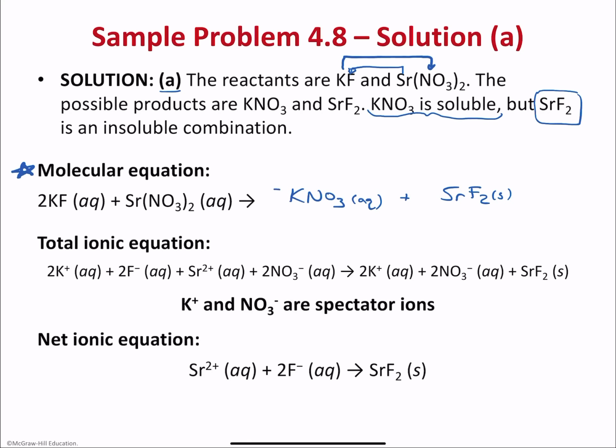So I'm just going to balance out my equation. The next thing I do is I write out all the ions. And if anything has (aq) after it, I'm going to break it apart into its ions. So you can see here, the potassium fluoride is broken apart into its ions.